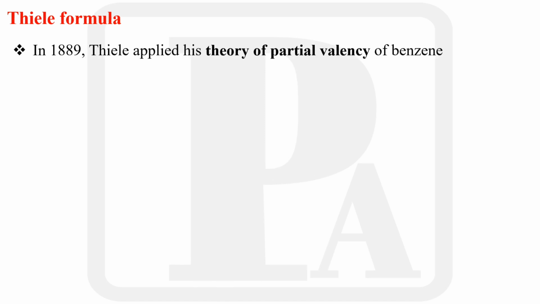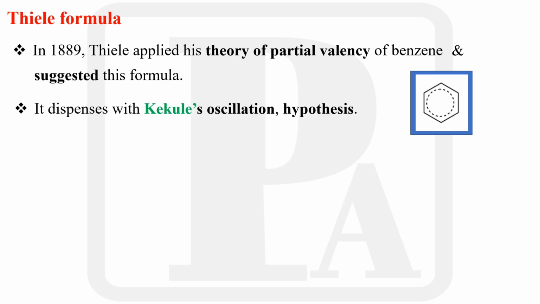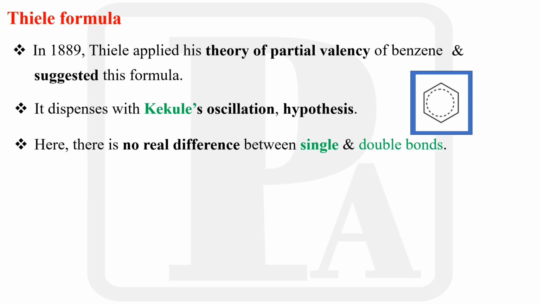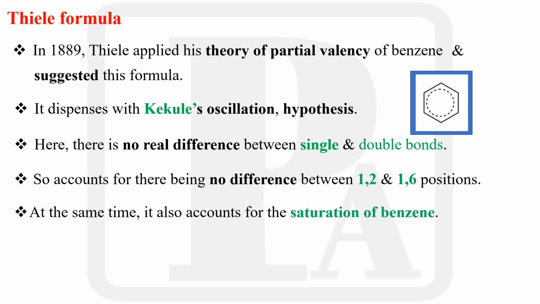Next scientist is Thiele. In the year 1889, he applied his theory of partial valency to benzene. So he has given a theory called the theory of partial valency of benzene and suggested the formula like this. It dispenses with Kekulé's oscillation formula. Here there would not be any difference between the single and double bonds. So this is accounting for there being no difference between 1,2 and 1,6 positions. At the same time it is also accounting for the saturation of benzene.